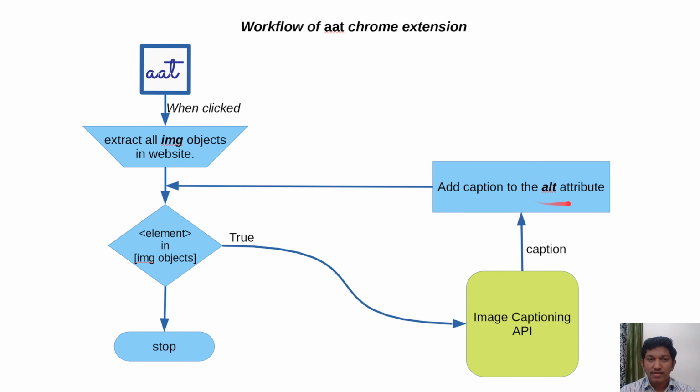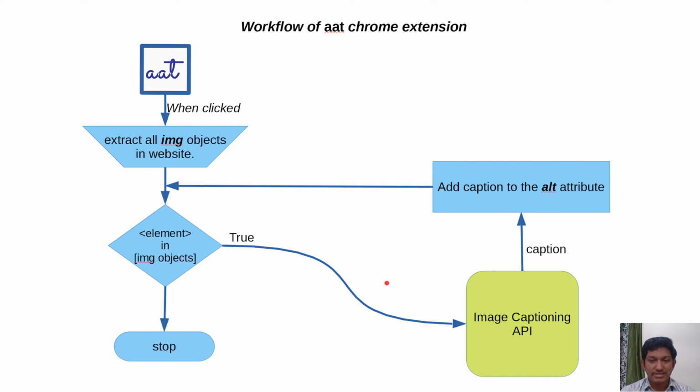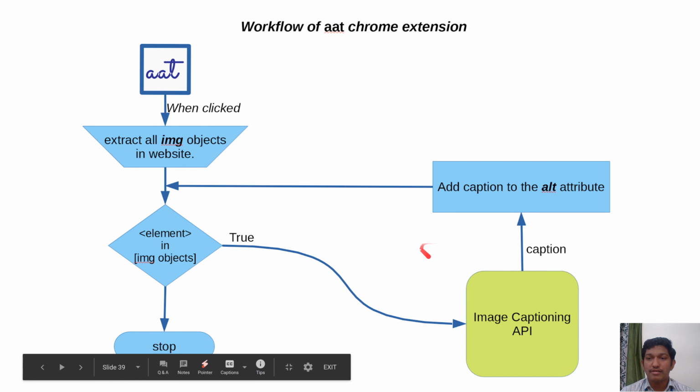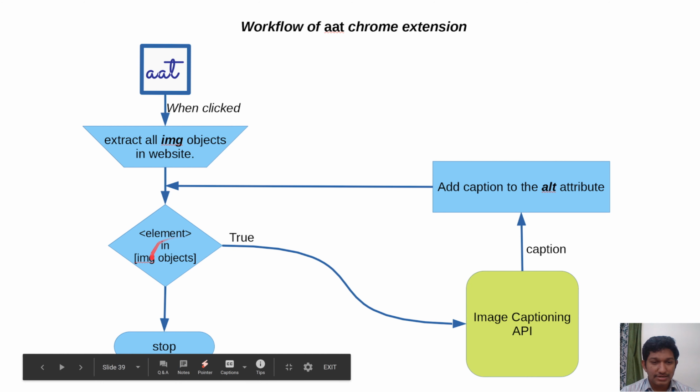Then this Chrome extension adds that caption in place of the ALT attribute of the respective image, and this loop continues until all the images have captions. Once all the elements are done, it stops.